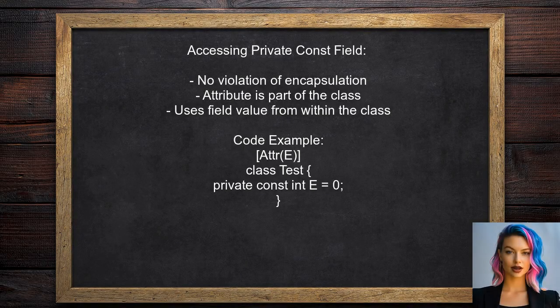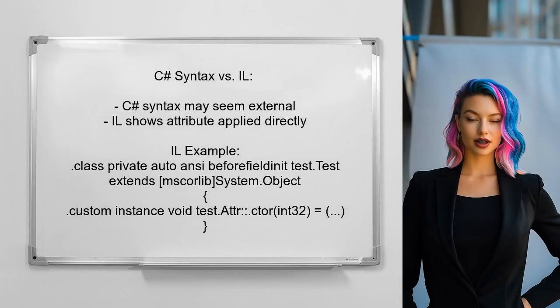This user clarifies that accessing a private constant field from an attribute does not violate encapsulation. They explain that the attribute declaration is logically part of the class. The attribute is not directly accessing the private field. Instead, it's using the field's value when called from within the class. They also point out that the C# syntax might suggest the attribute is external, but in reality, it's not.